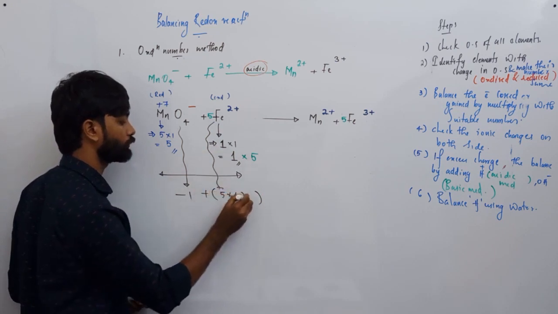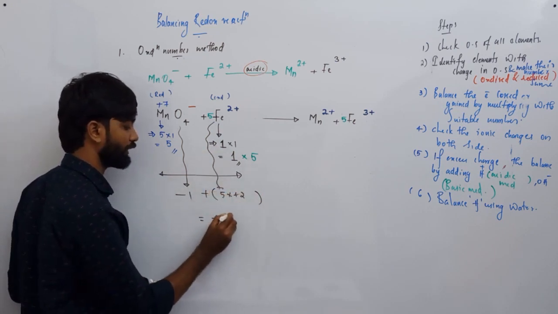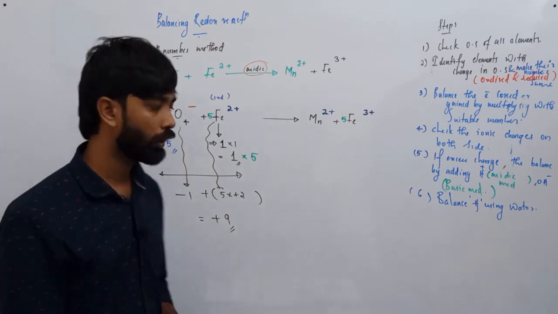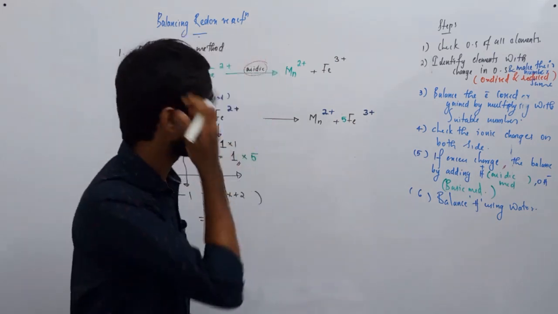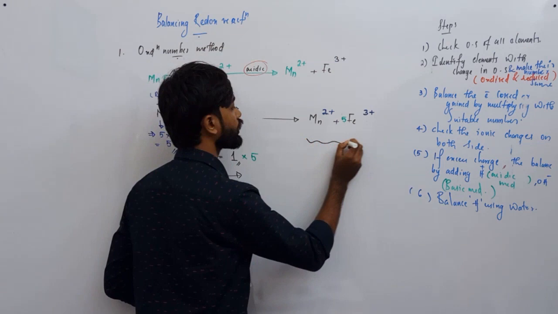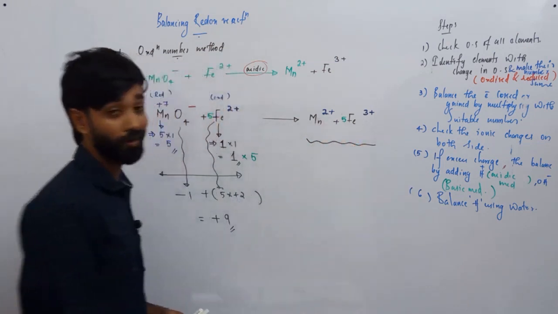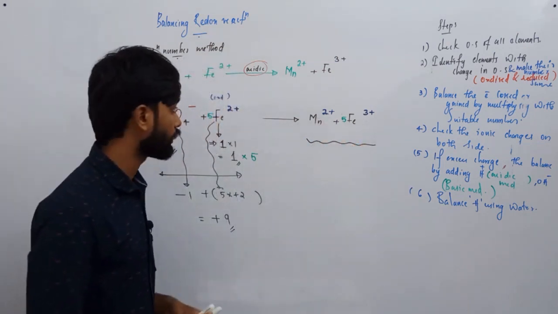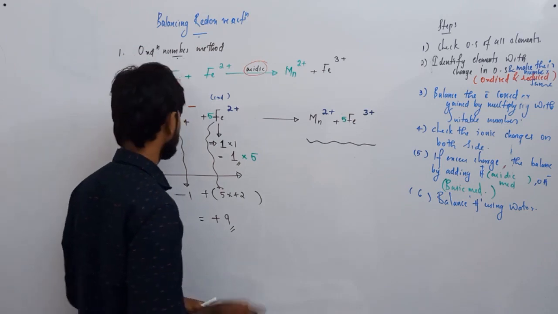5 into +2 and the total charge will be +9. Agreed? Yeah. Total charge will be +9. Is it okay? Then what about the charge in the right side? Tell me, the charge in the right side.